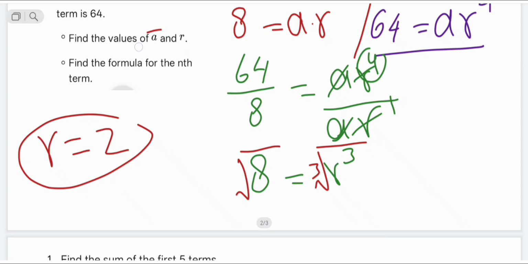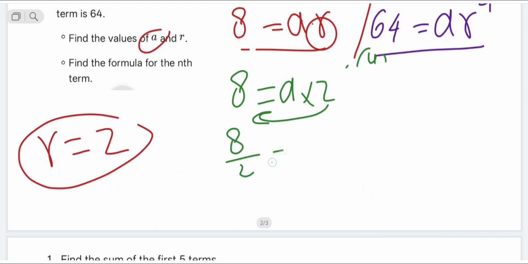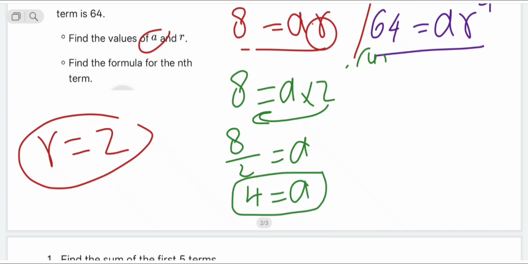Now they are asking you to find a. So we will replace r with 2 in this equation. Let me erase this one. So we will replace r with 2. 8 equals a times 2. The 2 is multiplying, so when it goes to the other side we will divide. 8 divided by 2 equals a, which is 4. So this is our a and r. We have a and r, so we can find the nth term.